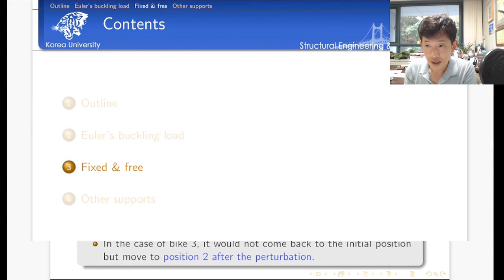Okay, now let's talk about the effect of boundary condition.